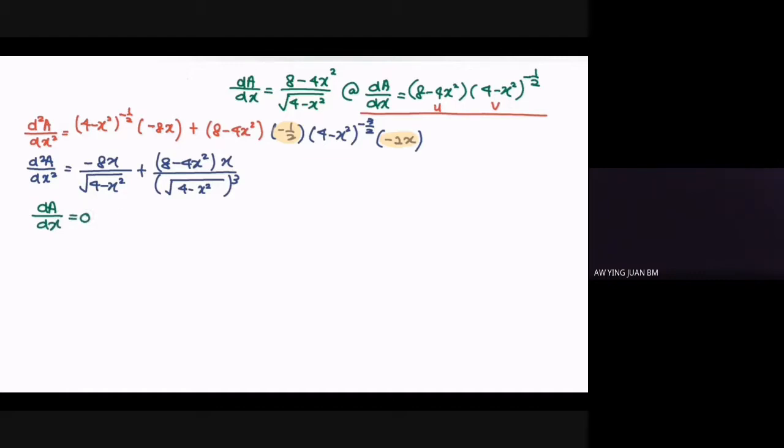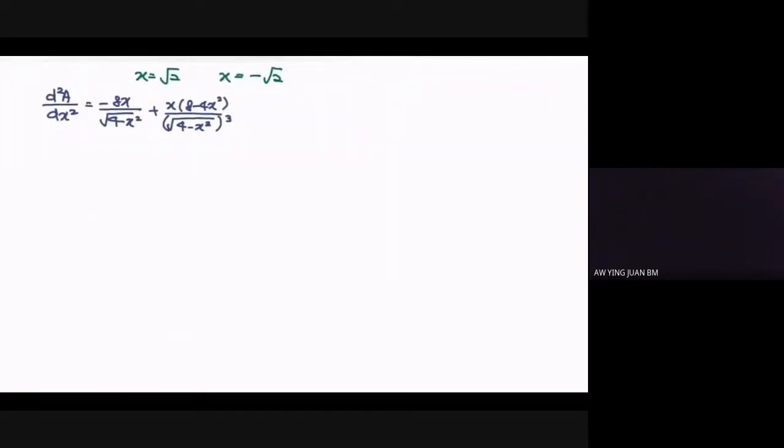So in this case, 0 is equals to 8 minus 4x squared over square root of 4 minus x squared. 8 minus 4x squared will be equals to 0. X squared is equals to 8 over 4. So x squared will be equals to 2. So x will be equals to square root of 2. X will be equals to negative square root of 2. So here we have the critical value. Kindly substitute the value of x into the second derivative.